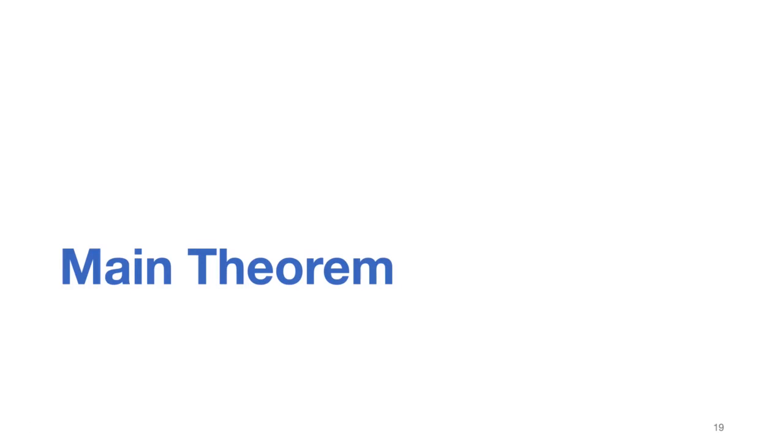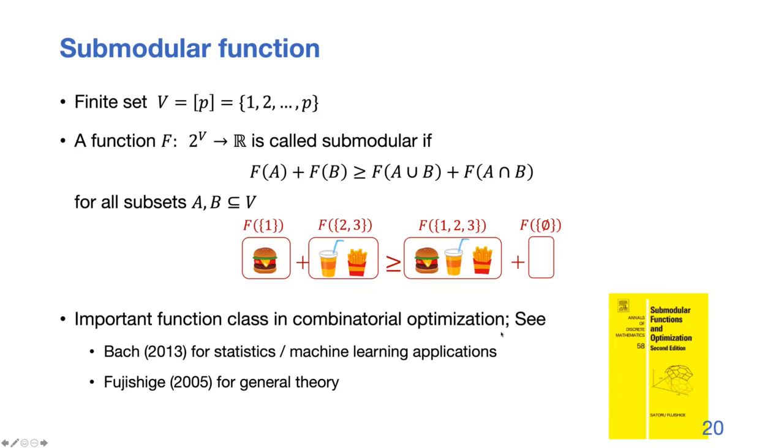Okay. So I will explain the main theorem. To explain the main theorem, I have to introduce some notion of submodular function. So let's say we have a finite set V, which corresponds to the indices of the parameters. So in this case, we have p-dimensional parameters. So the finite set will be 1 to p, right?